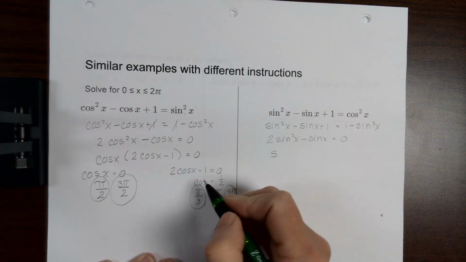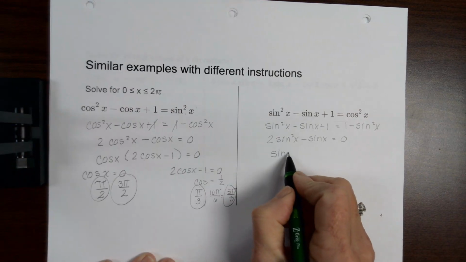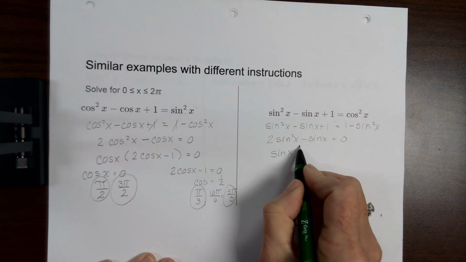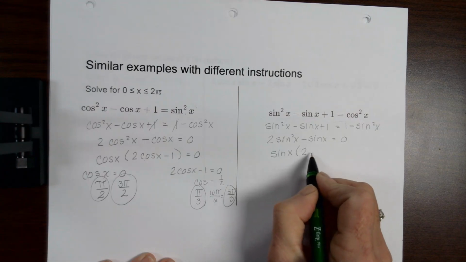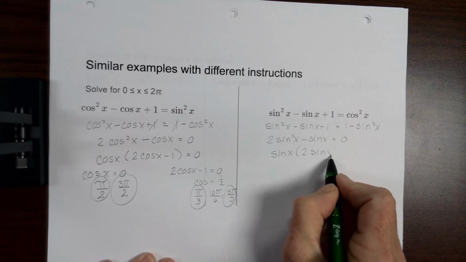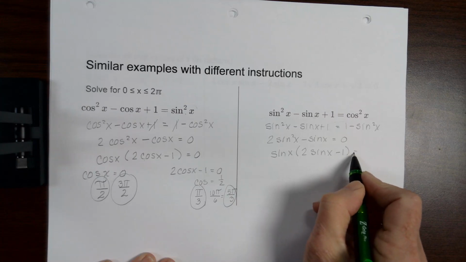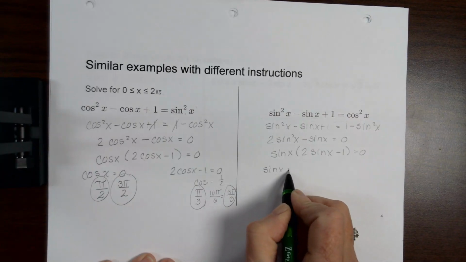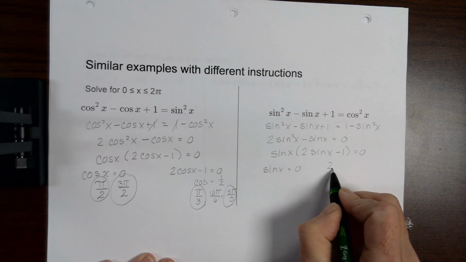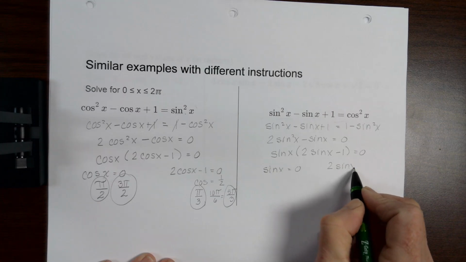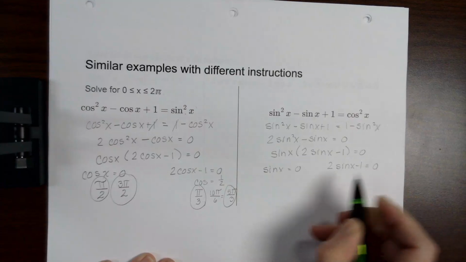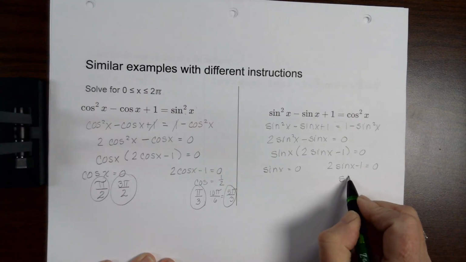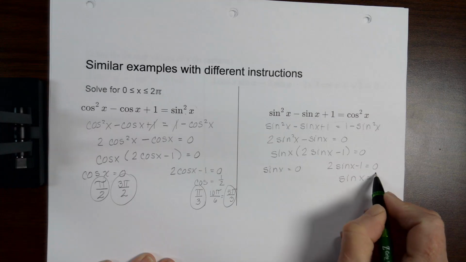And when I subtract the 1, those go away. So it's very similar to this one over here. I'm going to factor out the sine of x, and I'm going to get 2 times the sine of x minus 1 equals 0. I set them both equal to 0. And when I solve, I get the sine of x is equal to 1/2.